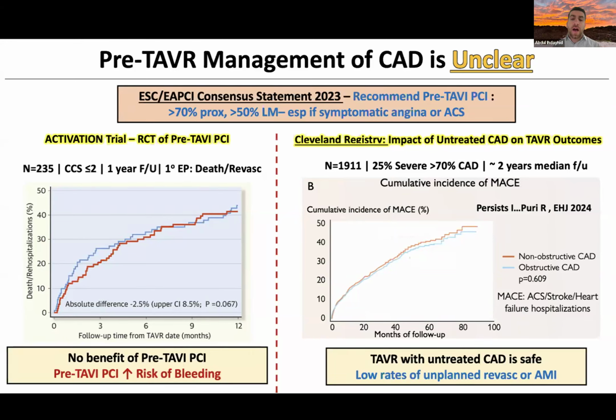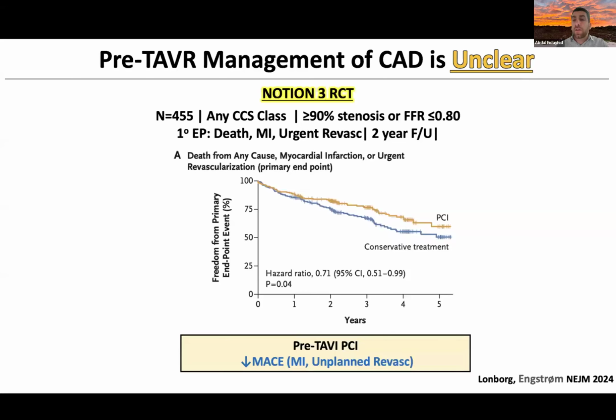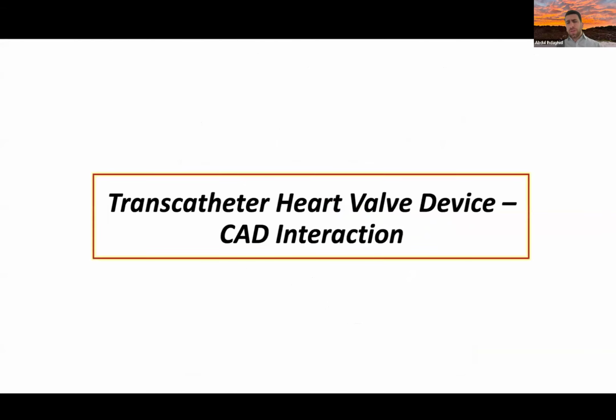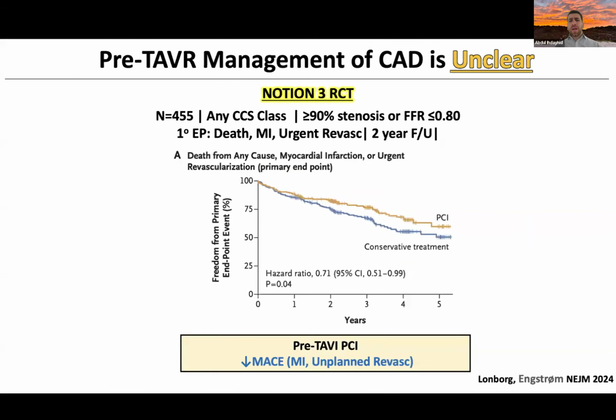But a spanner's been thrown into the works, as some of you might be aware, that two weeks ago at the ESC there was a late-breaking trial, the NOTION-3 trial, which in patients who were both asymptomatic and symptomatic, who had very high-grade lesions with greater than 90% stenosis or a functionally significant narrowing with an FFR less than 0.8, found that pre-TAVI PCI was associated with a reduction in a composite hard endpoint, which is mainly driven by myocardial infarction or unplanned revascularization. So at the moment, you may argue, well, okay, coronary artery disease is common and seems to impact outcomes, but it's really unclear why we would potentially need to treat it.